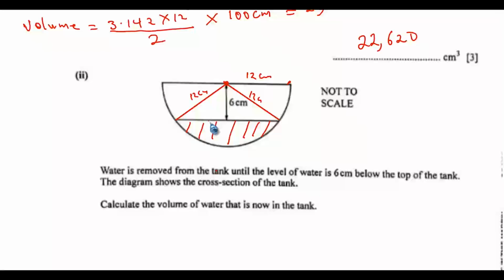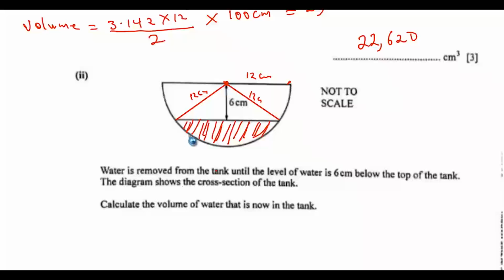But this cross section, that is the shaded region, is a segment. So that means we need to get the area of this segment. To get the area of this segment, we need to firstly get the area of the whole sector, that is from here up to here, then back to this place. So the sector is made up of a triangle and a segment.